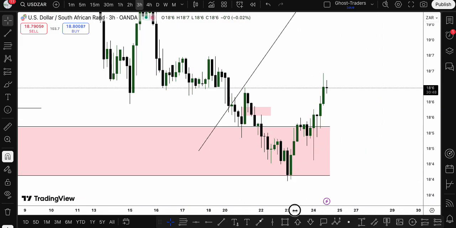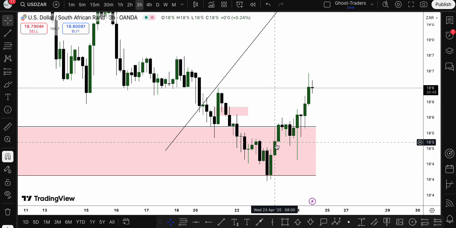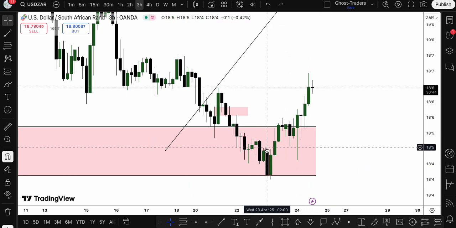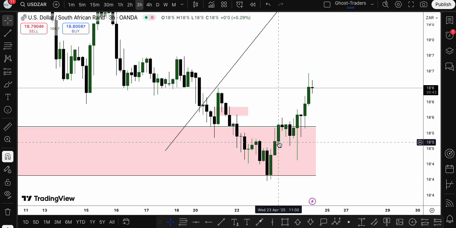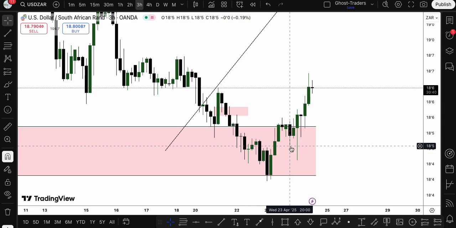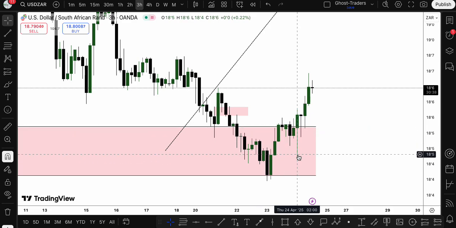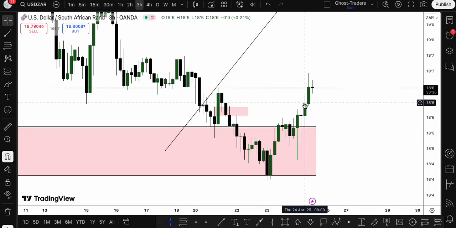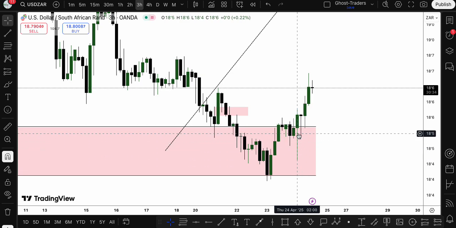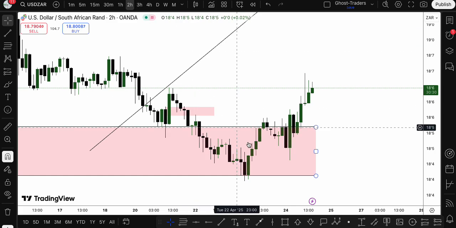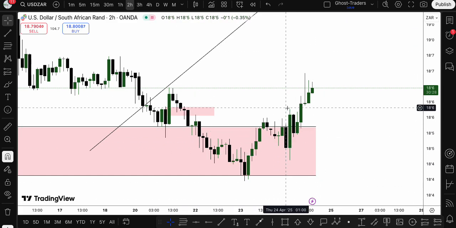So this is what we have here. We have this level of our order block, and we have a fair value gap here, if you look on the 3-hour time frame, and price just closed it all, and then it quickly moved up. So this is where I made my entry. If you also look on the 2-hour time frame, it becomes clearer and clearer.